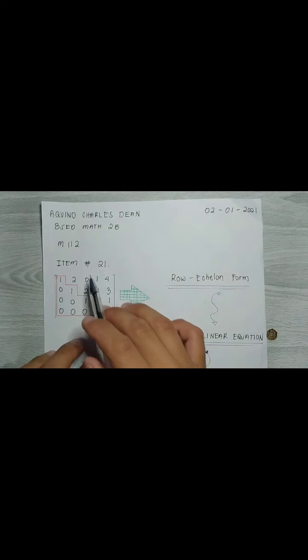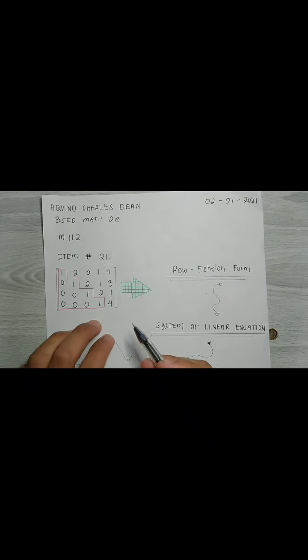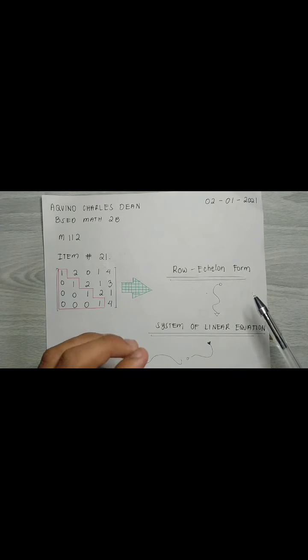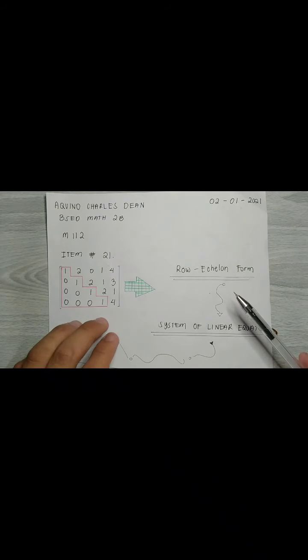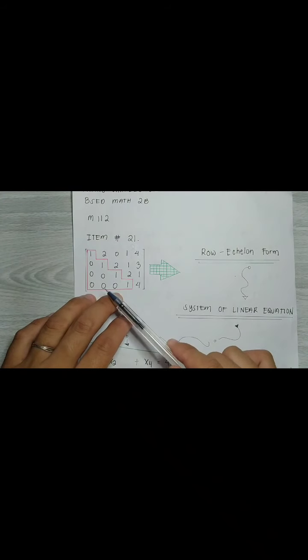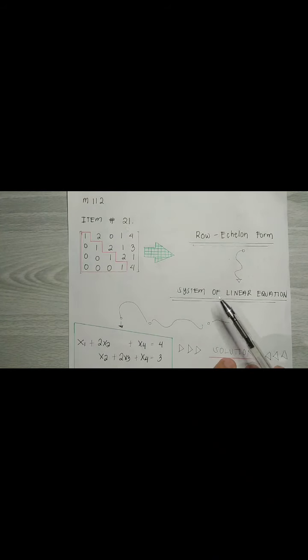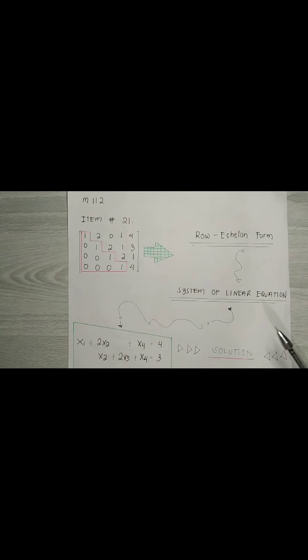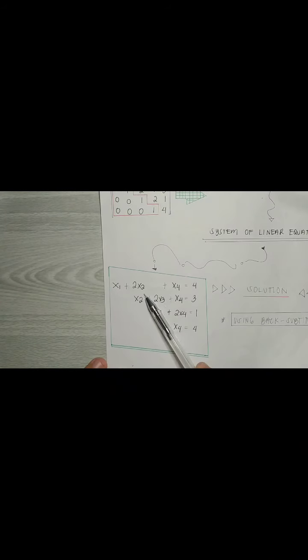21, and this item is an example of a matrix, and this matrix is already in row echelon form because it satisfies all the properties of row echelon form. From this matrix, we need to transfer it into a system of linear equations. When we transfer it into linear equations, we can see the equations.